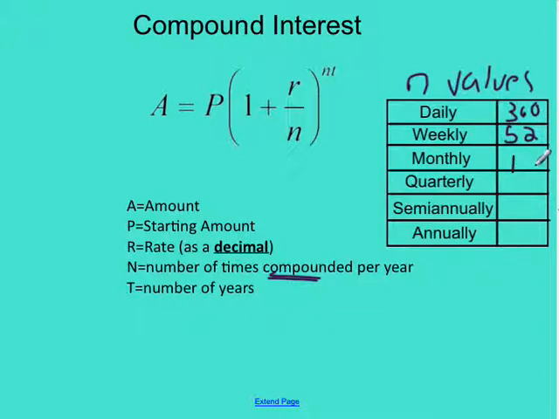Monthly is 12 months in a year. Quarterly, think about a quarter. There's 4 of them in $1, so that's going to be 4. Semi-annually is going to be twice a year, and annually is just once a year.